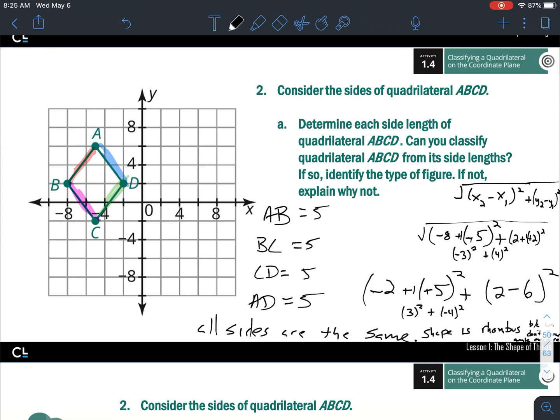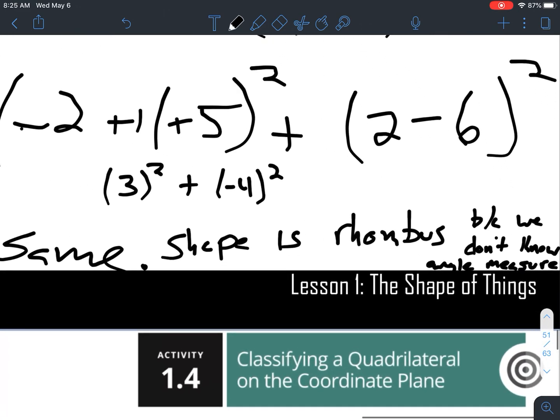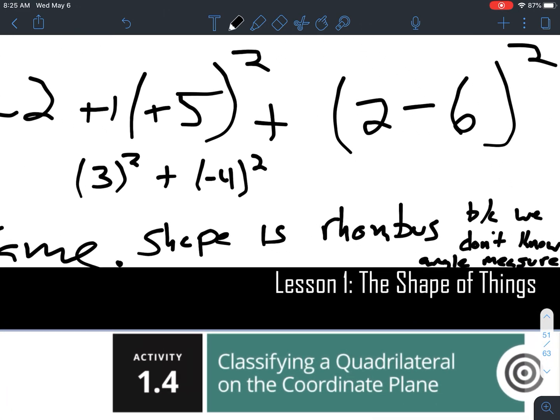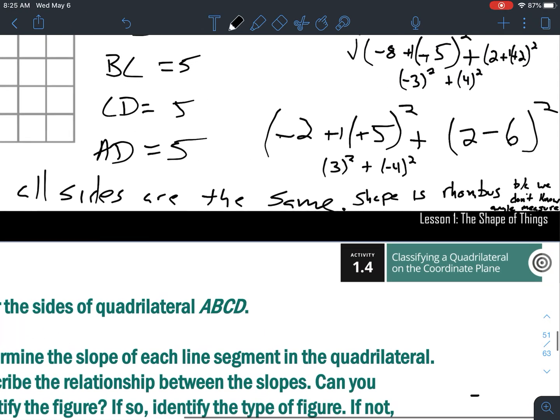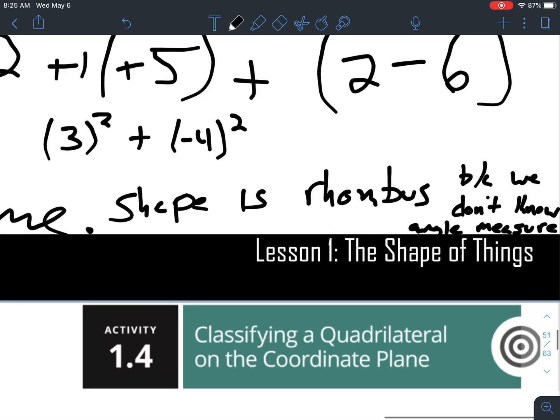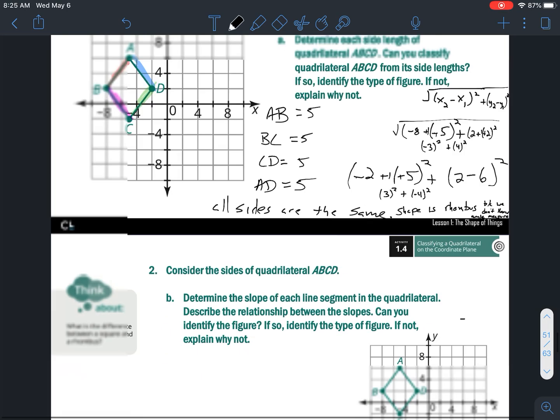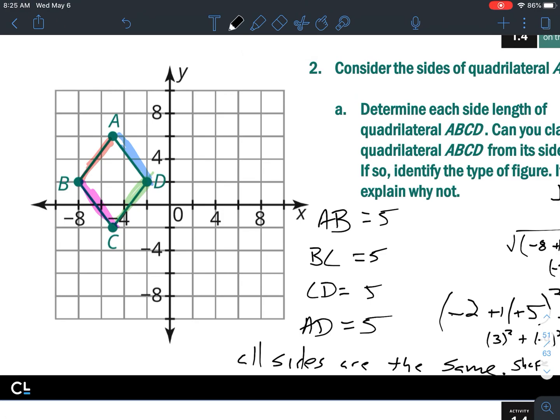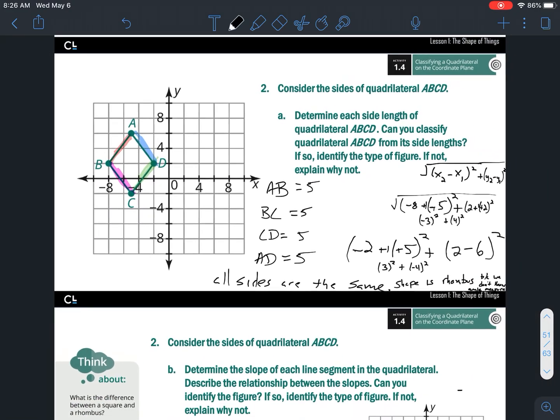So knowing that, we know that all sides are the same. We know the shape is a rhombus, and what I wrote here is we don't know it's a square yet because we don't know the angle measure. As I said, all sides are the same. The shape is a rhombus because we don't know the angle measure, meaning we don't know if this is a 90-degree angle yet. If it's not a 90-degree angle, then it is not a square. It has to be a 90-degree angle to be a square. So right now, we just know it as a rhombus.